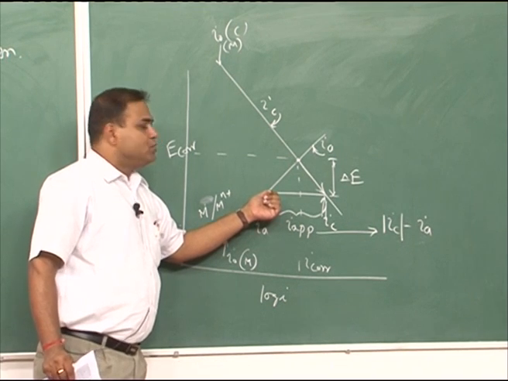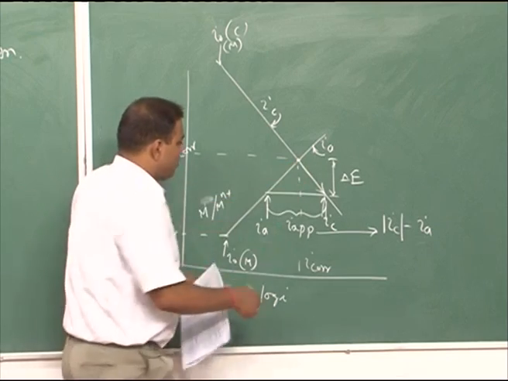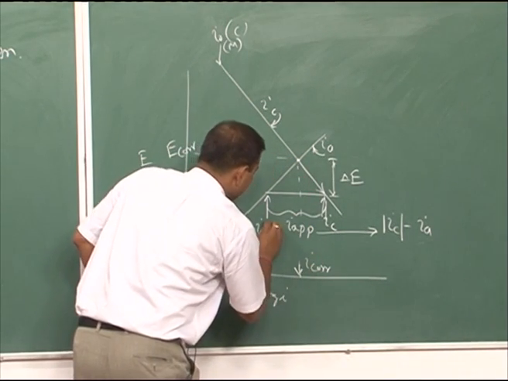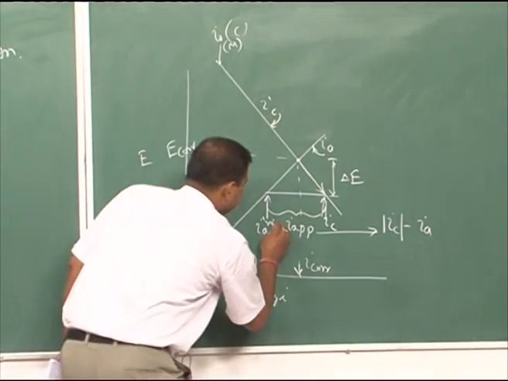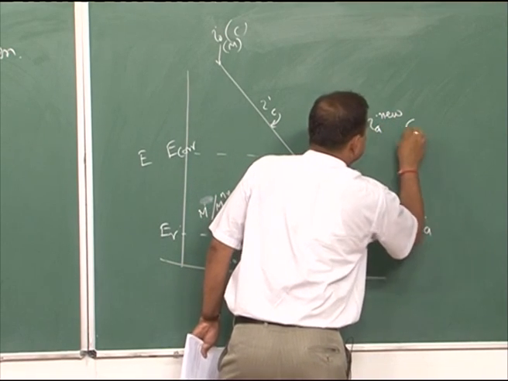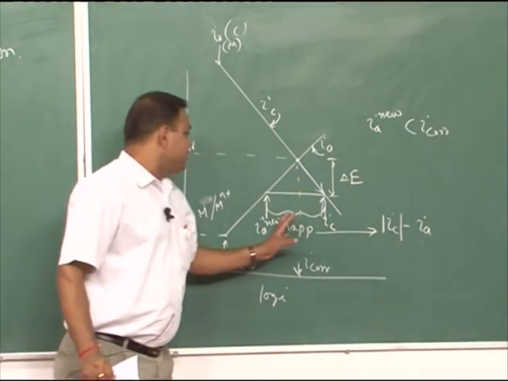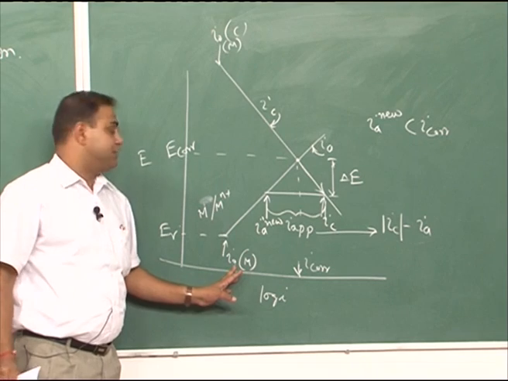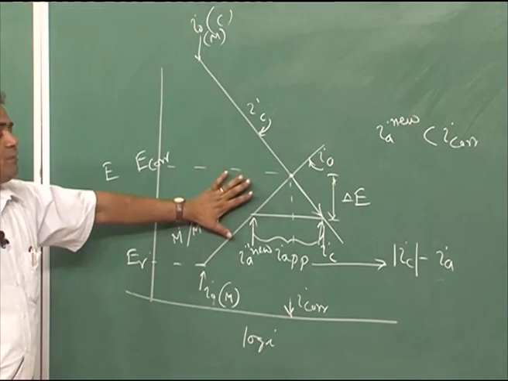So, this is my new corrosion rate. Actually, my corrosion rate was here, which is I core. Now, IA, the new one, let us say N means new. So, IA new is less than I core. So, I have reduced the corrosion rate of the metal object in the particular solution. This is the very concept of cathodic protection.